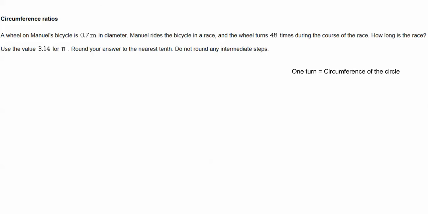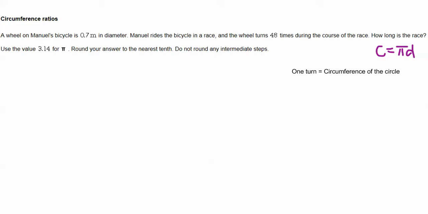Okay, we're going to go through 3 examples, all dealing with circumference ratios. Just like it sounds, we're going to be dealing with circumference. Remember, circumference is c equals pi times d. At some point, we're probably going to be using that formula. I've listed it up there in your video, but you can also find that on your formula sheet.